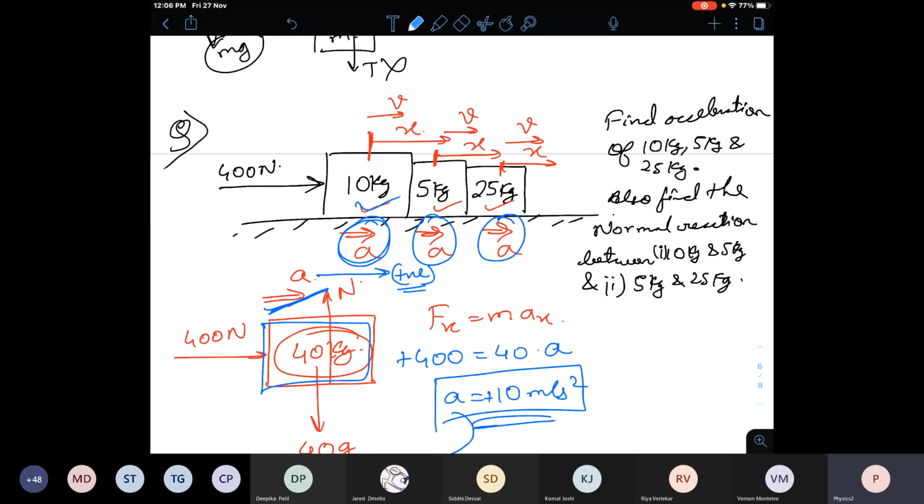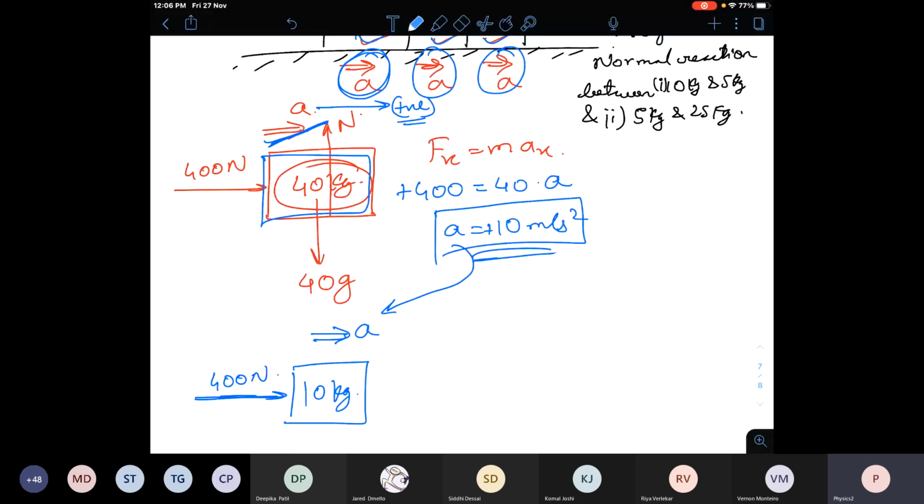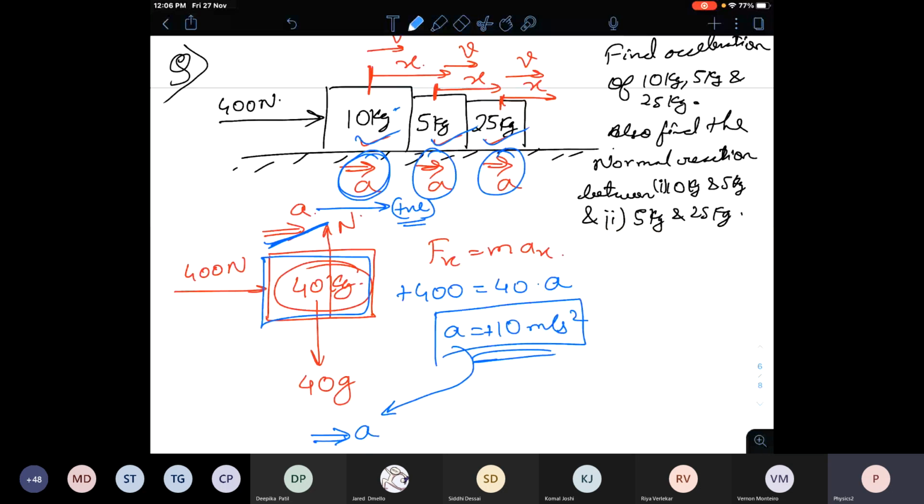Now let's talk about the 10 kg block. We have drawn the 400 Newton force. But now you can see that the 10 kg block will be applying a force on the 5 kg block. It will be pushing the 5 kg block. So the 5 kg block will apply a normal reaction in the opposite direction.